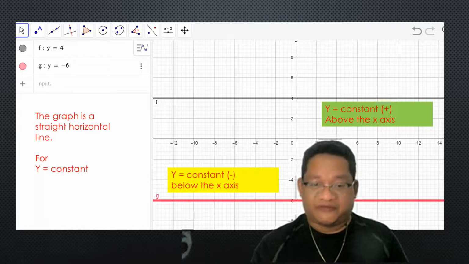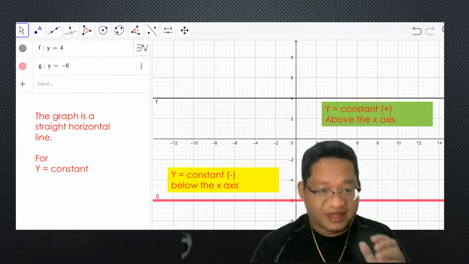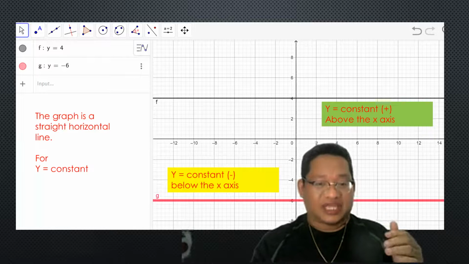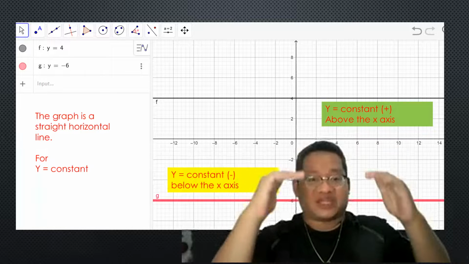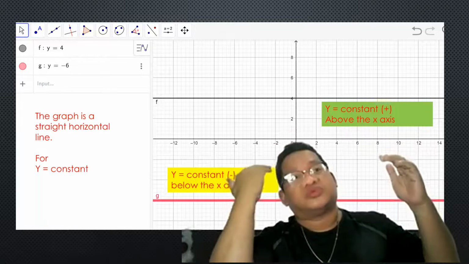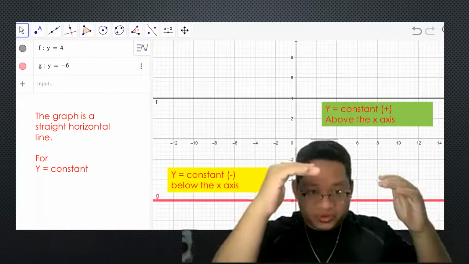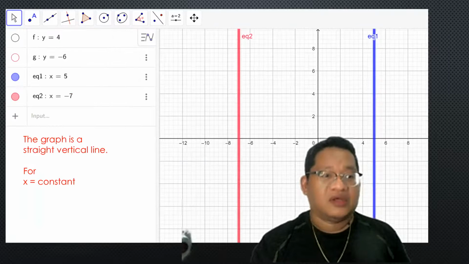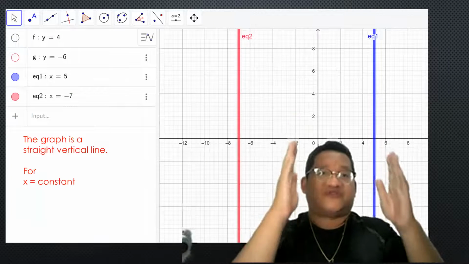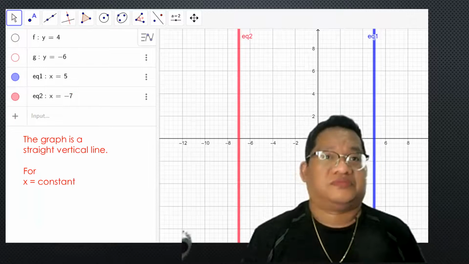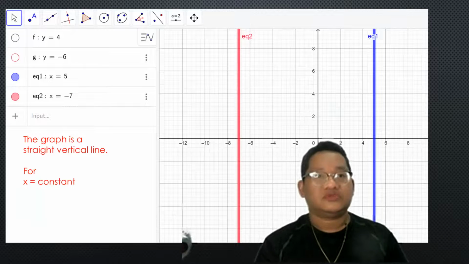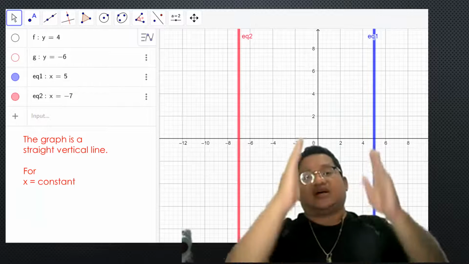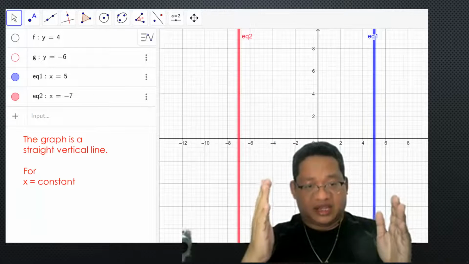So that is how to draw the graph. You just need to remember, if it follows y is equal to something, then it is a horizontal line. If y is equal to 10, then it goes 10 units up. If y is equal to -2, then it's 2 units down. And it's just a horizontal line, don't forget. For the form x is equal to something, it is a vertical line.